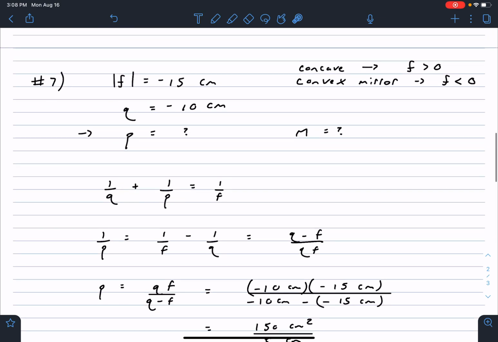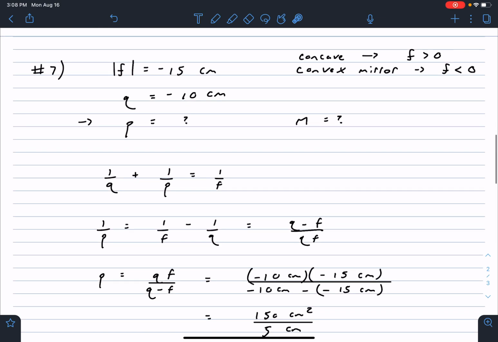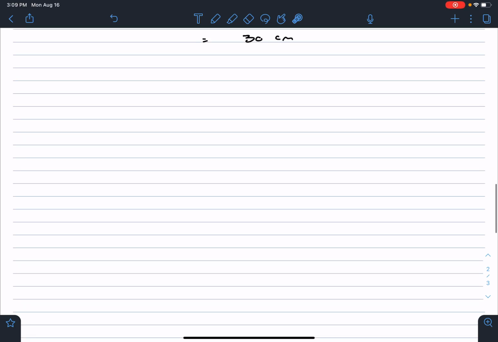Also making sure that we double check what it's telling us in the beginning of the problem. It told us this was a convex mirror, so that means our focal length is less than 0. And we were told that the image is behind the mirror, which means by our chart that this is going to be negative. Okay, then we're asked to find the magnification.